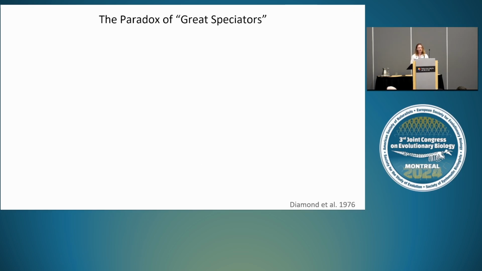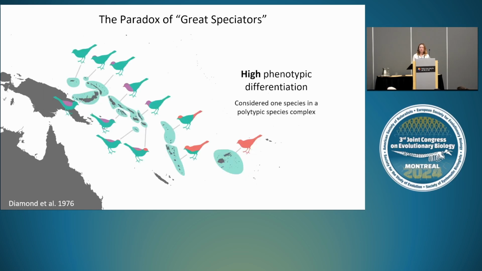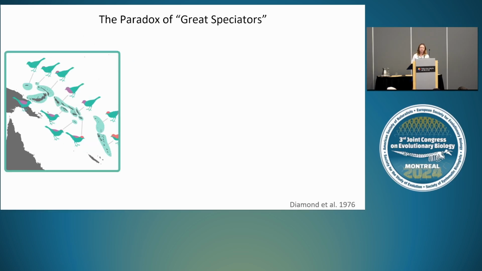So the paradox of the great speciators describes a pattern in which some species are spread across many island systems and show little phenotypic differentiation across their range, whereas others inhabit the same ranges, but each island is phenotypically differentiated, and these were often considered subspecies in a larger polytypic species complex.